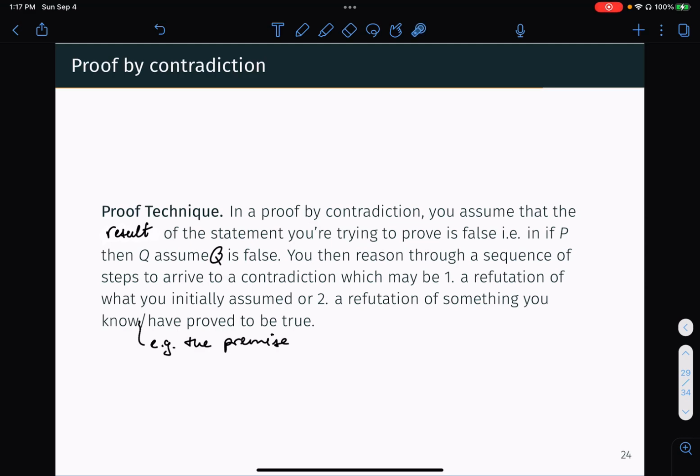Okay, hello everyone, and welcome back to another one of these review of proof techniques videos. So in this video, we'll be looking at the proof by contradiction technique.